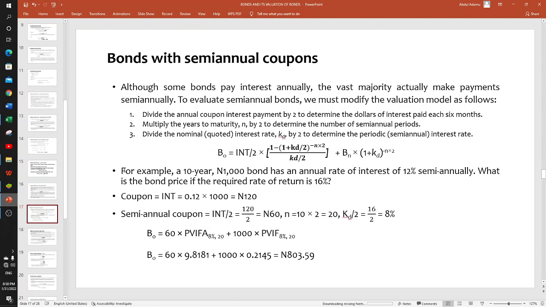For example, a 10-year 1000 bond has a coupon rate of 12% paid semi-annually. What is the bond price if the required rate of return is 16%? The coupon, 12% times 1000, is 120. We divide it by 2 to have 60, or you use 6% times 2. Then the period is 10 years, semi-annual, so 10 times 2 is 20, and our interest rate is 8%. Once you put it in the formula using the table, you have 803 naira 53 kobo.